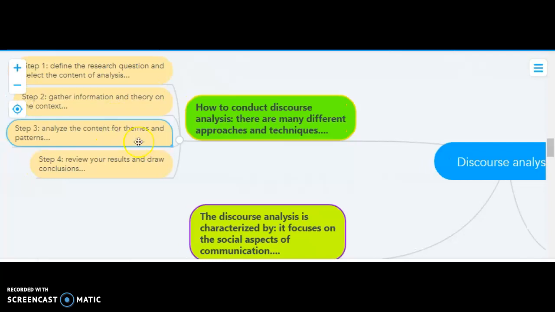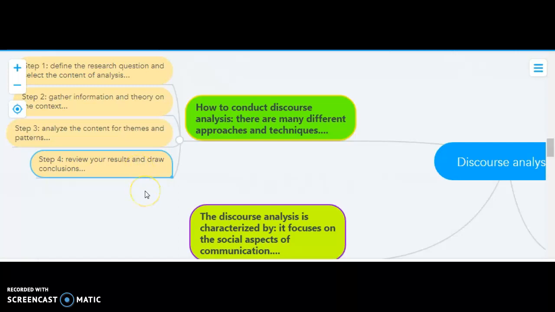Step number 3 is to analyze the content for themes and patterns. This step involves closely examining various elements of the material, such as words, sentences, paragraphs, and overall structure, and relating them to attributes, themes, and patterns relevant to your research question.